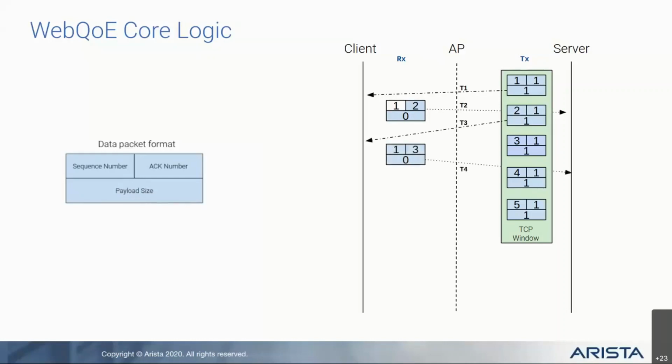So let's say after this point, the server sends its third packet, which gets lost in the network. Please note that the server has no way of knowing at this point of time that the packet has been lost somewhere in the network. So it just moves ahead in its TCP window and sends the next packet.